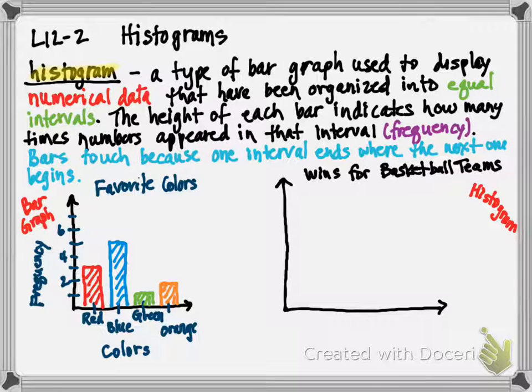On the left side, we'll do teams, teams frequency. In other words, how often did each of the teams win? And we'll have counting by 2s all the way from 2 up to 12. So 2, 4, 6, 8, 10, 12.